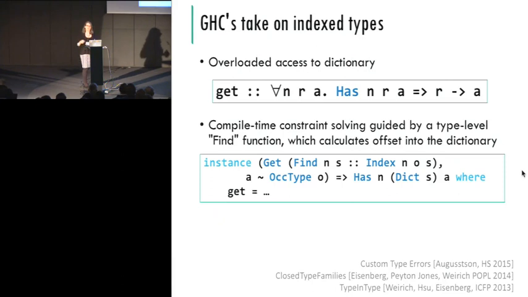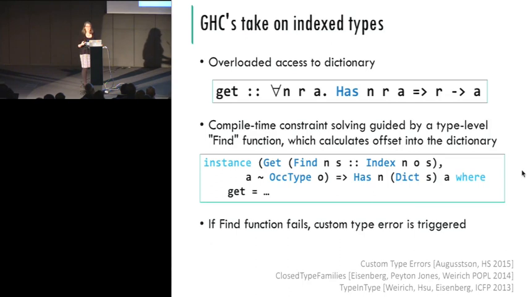And then I'm going to use the get type class to use that proof to put together that accessor function, to know how many times I need to go down that list to access that value. Now this find function, you can't tell from the type that it is a partial type function. Sometimes it returns a type error. And so if it gets to the end of the list, if it's looking for a particular symbol and gets to the end of the list, that's where it has the opportunity to produce that custom error message.